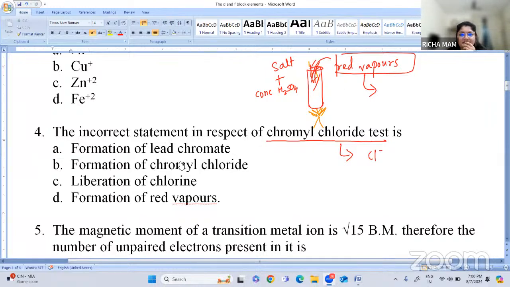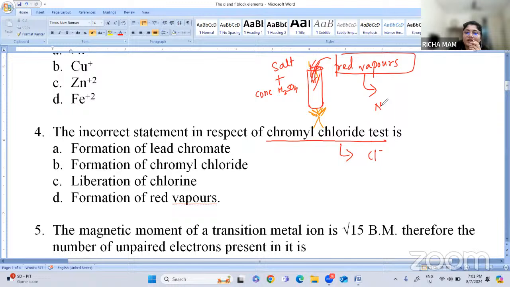When you do this test, you get a very irritating smell. Your nose and your throat start to itch, right? You get orange-reddish vapors, and this tells you that chromyl chloride is evolved. Now this is how we do the test. What are the reactions behind this test?